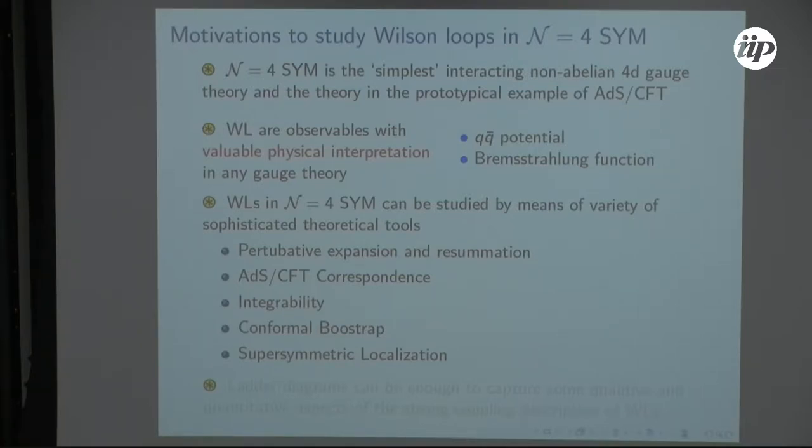Today I will focus, if you let me, on the first line. I will mention briefly also some connection with supersymmetric localization. And I will also emphasize what I said at the beginning, that even though ladder diagrams are not all the possible diagrams you can consider, they are enough to capture in some cases qualitative features, but in some other cases even quantitative features of the strong coupling description of Wilson loops.